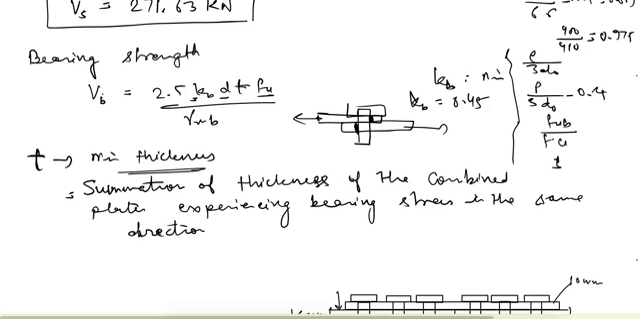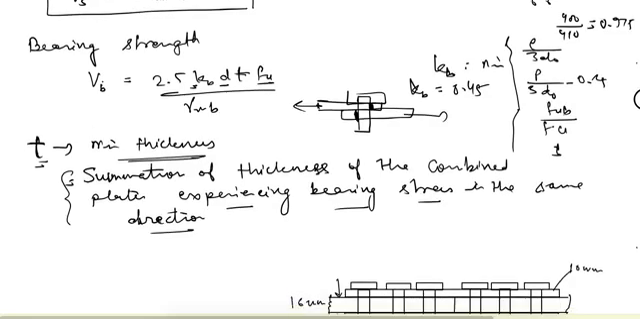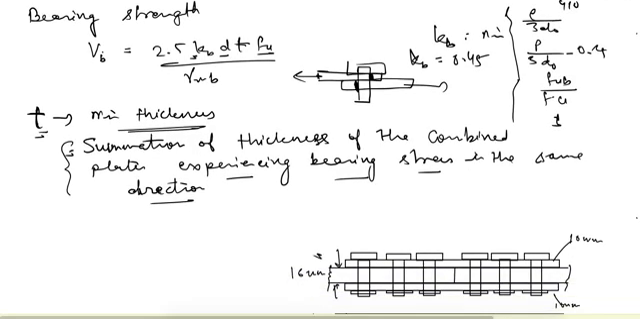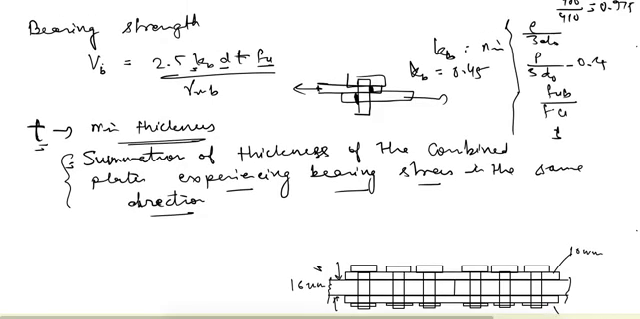So what this statement means is that it is a summation of thicknesses of the combined plates experiencing bearing stress in the same direction. Here we have only two plates, and the direction of bearing stress is different in both plates, so it is just the thickness of a single plate. But this definition will come into picture when we try to solve this kind of joint, that is a butt joint. So we'll make use of this definition when we are doing the butt joint.